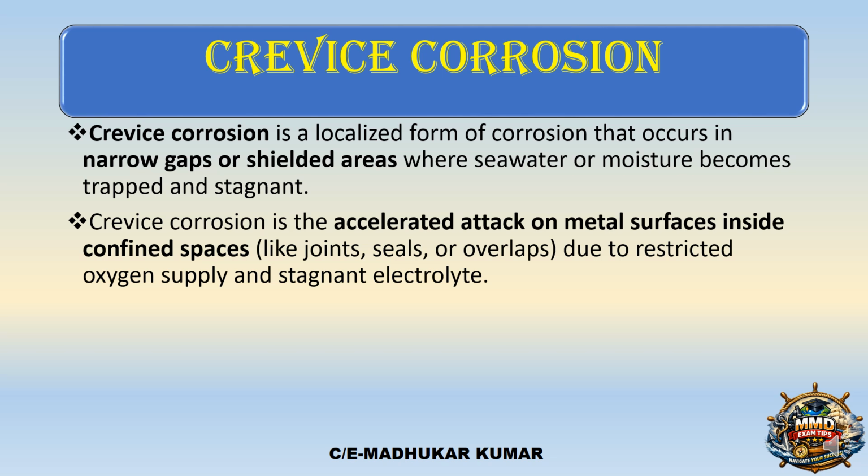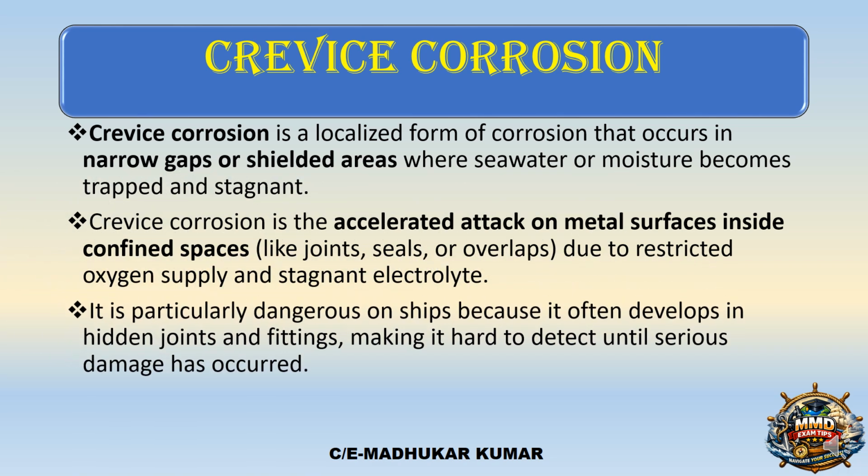Basically, this is something which is found in the joints, like in between the flanges, wherever the seals are there, wherever you have the overlaps. So if there is a fine recess, the water goes inside and then the corrosion starts. So the restricted oxygen supply and the stagnant electrolyte help the corrosion start in the crevices or the recesses. It is particularly dangerous for ships because it develops in the hidden joints and fittings, where a normal person cannot see it unless you have proper watch keeping or serious checking of that.